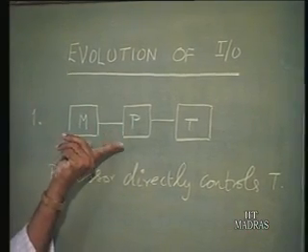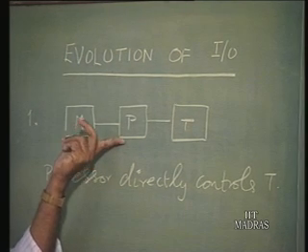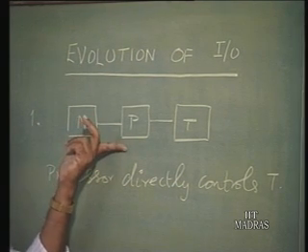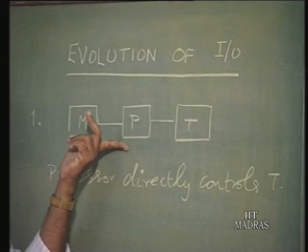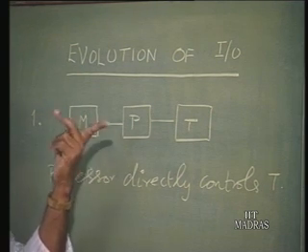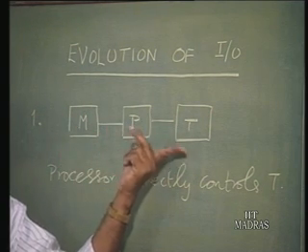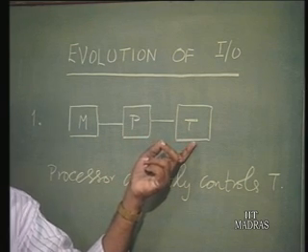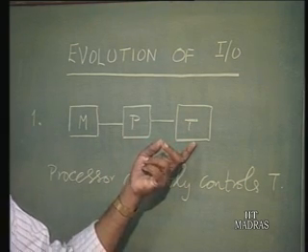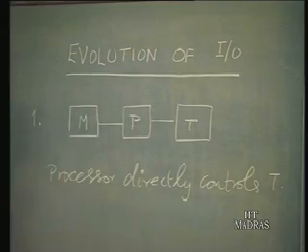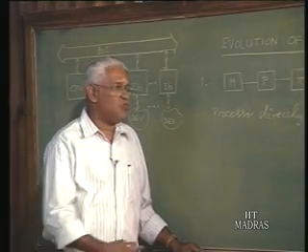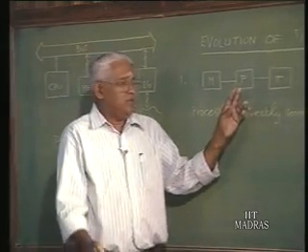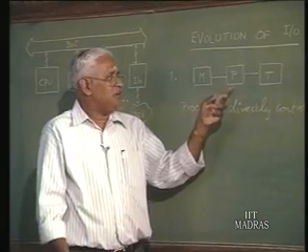Well, this cannot be avoided, the processor interacting with memory anyway. Why should we avoid? Both of them are anyway working at electronic speeds, there is no problem. But generally the problem is here, because the processor works at electronic speed and mostly the devices will be at lesser speeds. Now, the first stage is one in which the processor directly controls T, or even in the case of programmed I/O.